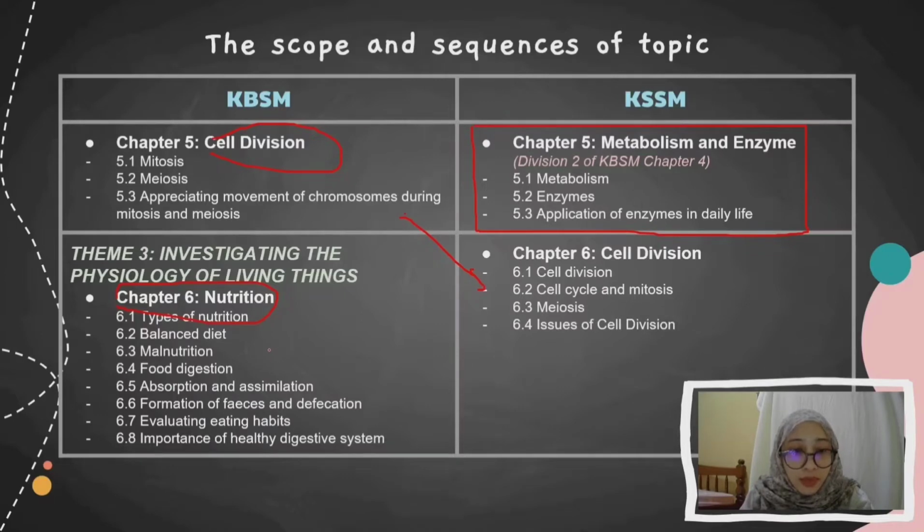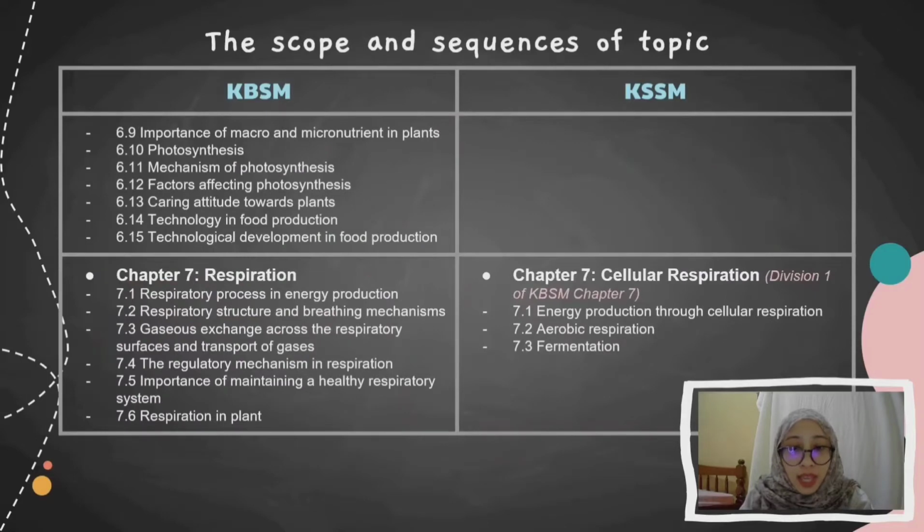So this chapter has three organisms, which is the first part, human and animals, and this is the second part of the topic that includes plant. Alright, for the next chapter, which is respiration, this chapter of KBSM is also divided into two and transferred to chapter 7 and chapter 8 KSSM.